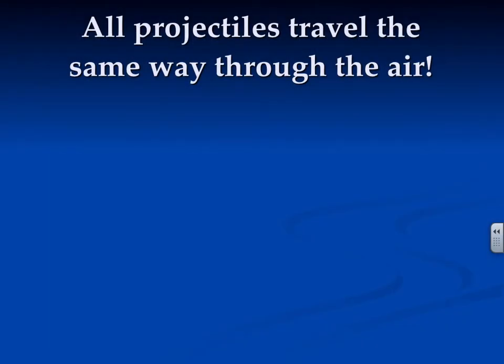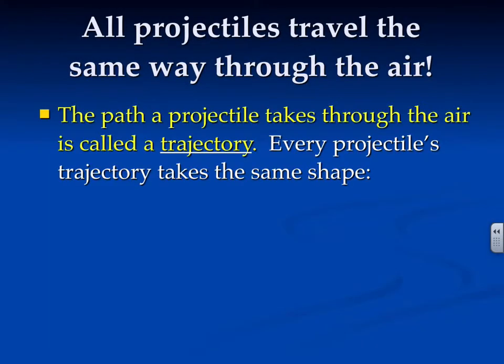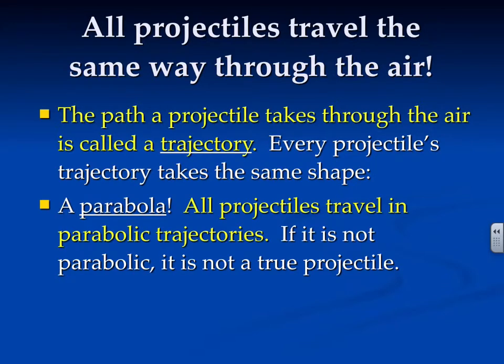Okay, now all projectiles are going to travel the same way through the air, and the path that it takes is called a trajectory. So a trajectory is the path a projectile takes through the air. And all trajectories have the same shape. It's called a parabola. So all projectiles are going to travel in parabolic trajectories.